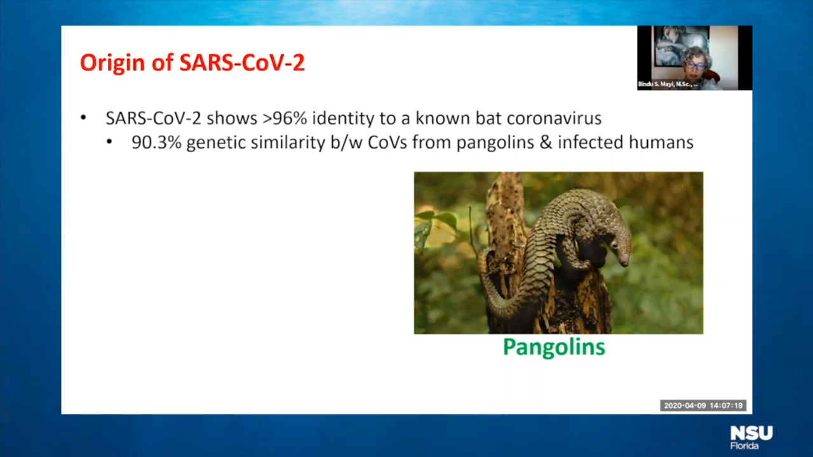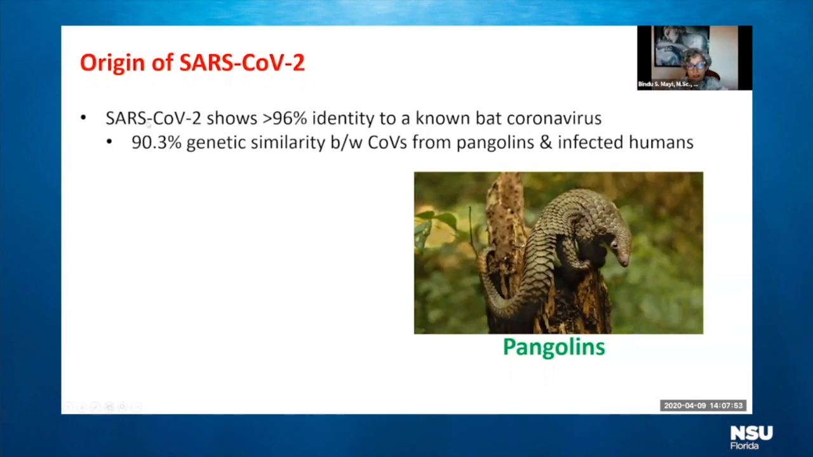90.3% genetic similarity between coronaviruses from pangolins, which is a mammal that's actually sold illegally for its meat, as well as scales that have medicinal properties in ancient Chinese medicine. So there's 90.3% genetic similarity between a coronavirus isolated from this animal as well as infected humans. Now, this is far less than the 99.8% genetic similarity that we saw between SARS coronavirus, the first one, and the masked palm civet.